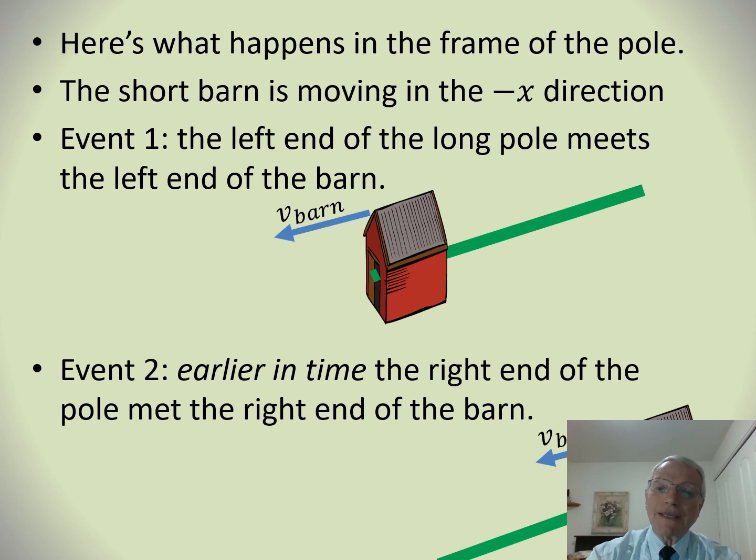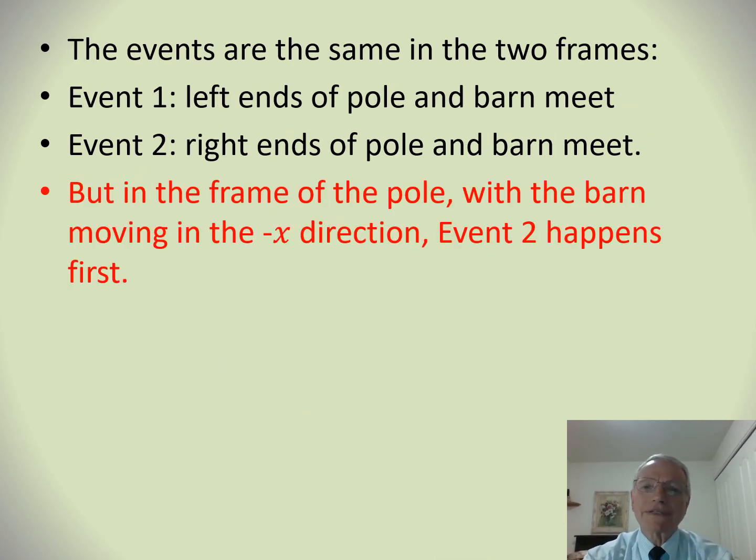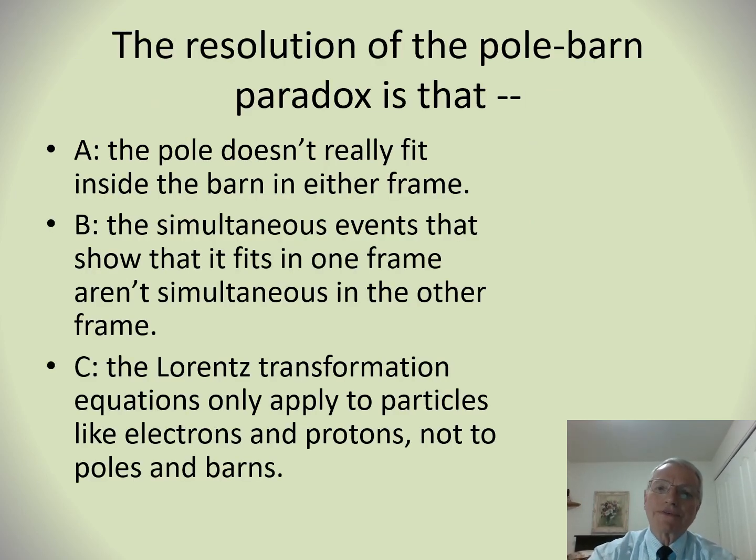So they're not simultaneous, and the way you get the long pole to fit in the short barn is to have the two events when the pole ends and the barn ends touch be at different times. It's all perfectly consistent. Event 2 happens first. So let me see what you learned from that.